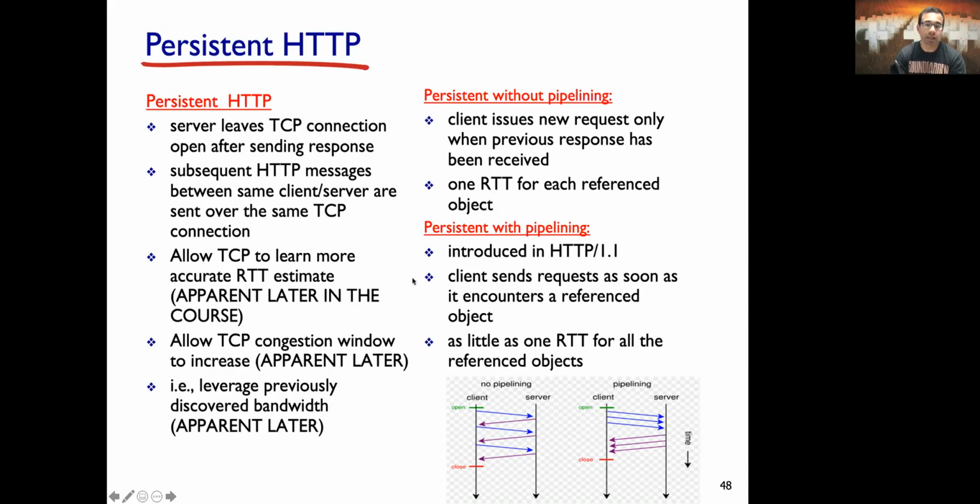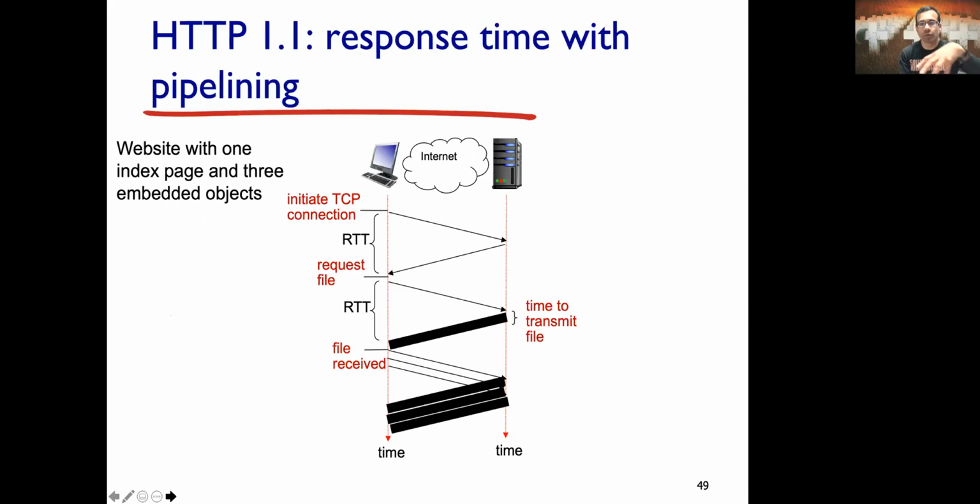And that's precisely why the default option in HTTP 1.1 is to keep the TCP connection open and to use persistence, which means as soon as the browser knows how many objects are embedded in a particular page, it will send out all those requests back to back and hope that the responses will also arrive very nicely back to back, right? So if you were to again draw this using that timing diagram, if you had a web page with 1 index page and 3 embedded objects, this is how the timing would look, right?